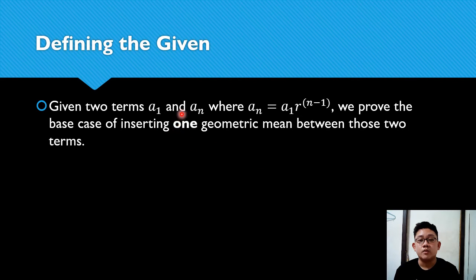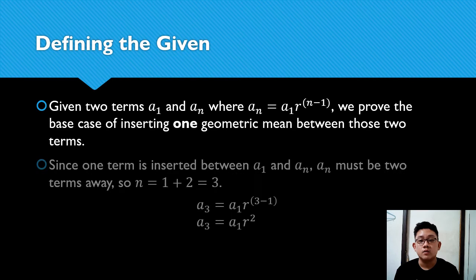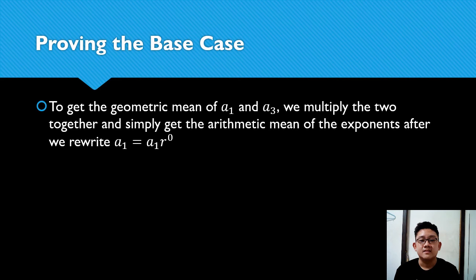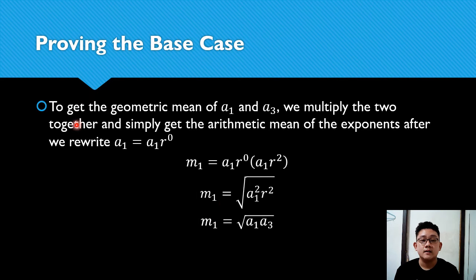So given two terms, a sub 1 and a sub n is now a sub 1 times r raised to n minus 1. Again, we insert one geometric mean. The logic: here, the geometric mean, multiply the two, get the arithmetic mean of their exponents, then we can rewrite a sub 1 as a sub 1 raised to 2 over 2. Then they both get under the radical sign. Now we have m sub 1 is equal to square root of a sub 1, a sub 3.